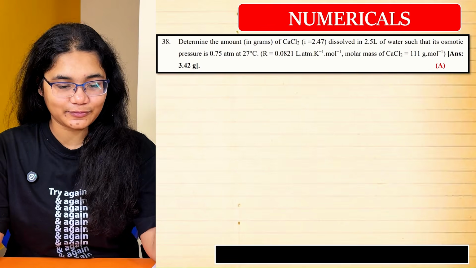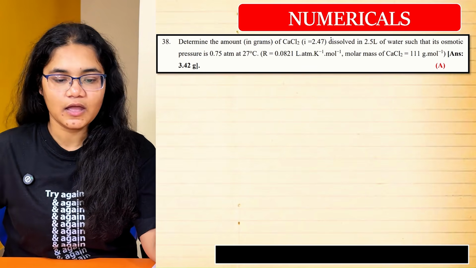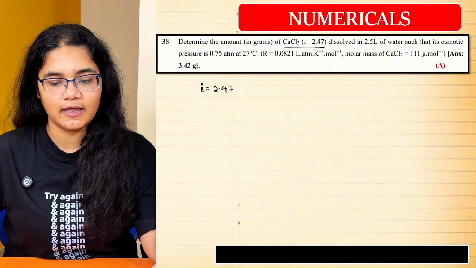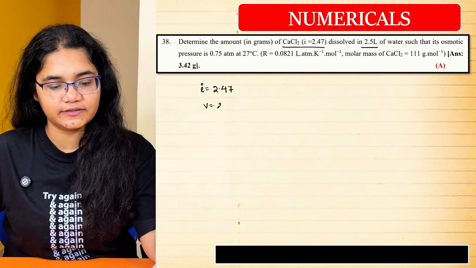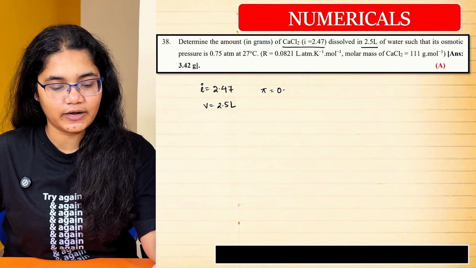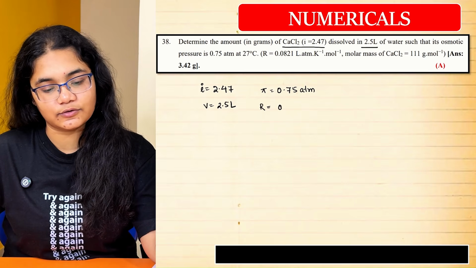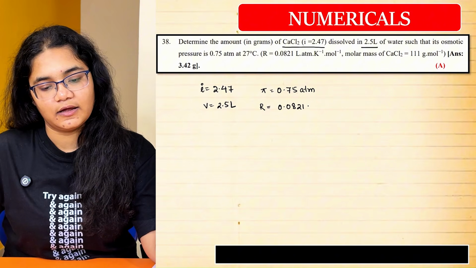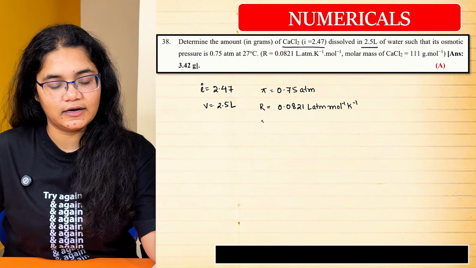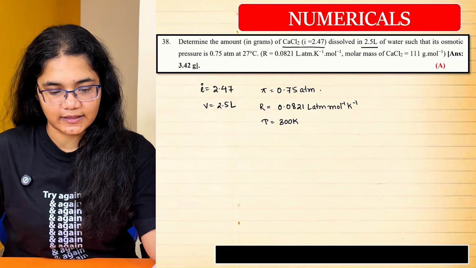Okay, let's see the next question here. Determine the amount in grams of CaCl2, the i value is given to me as 2.47, and the volume is 2.5 liters, such that its osmotic pressure is 0.75 atm. The R value is 0.0821 liter atm mole inverse Kelvin inverse. Temperature is 300 Kelvin.